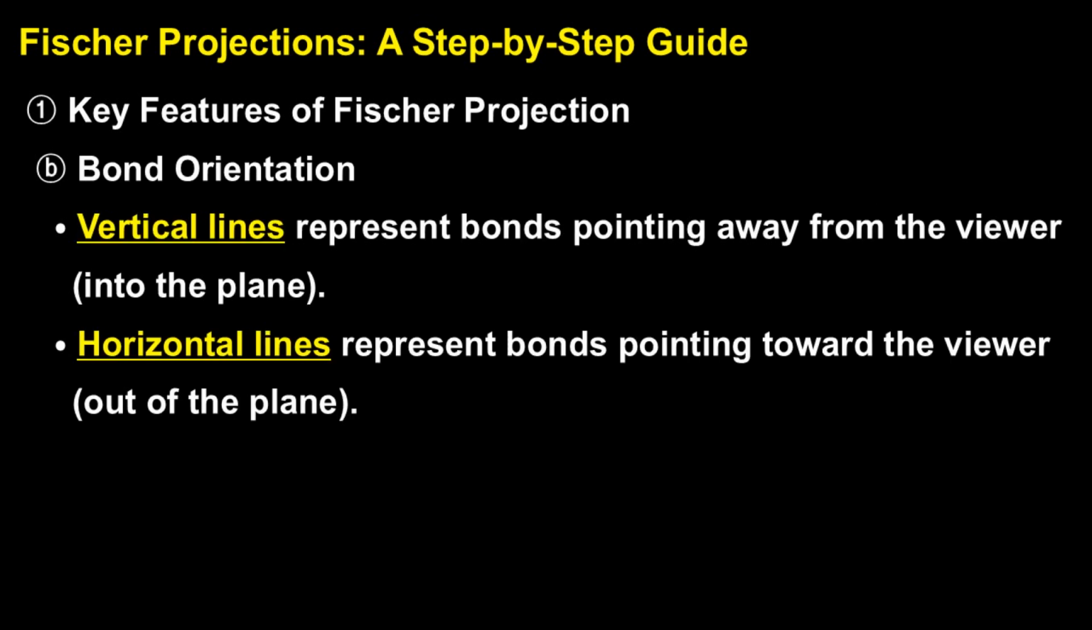Alright, let's talk about how to read Fischer projections. Vertical lines, those show bonds pointing away from you, like they're going into the plane. Horizontal lines, those are the opposite. They represent bonds coming toward you, out of the plane. It's a simple way to visualize three-dimensional structure on a flat surface.